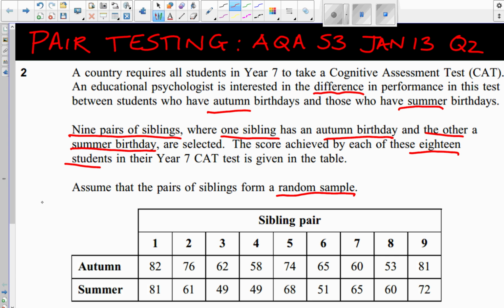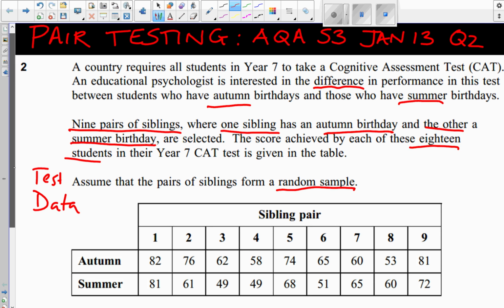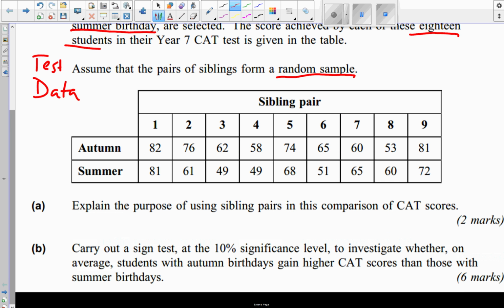So it says, assume that the pairs of siblings form a random sample. So that allows us to compare the distributions. And so this we've got here, that's our data, our test data. Okay, so that's our basic set of information. Now let's whiz our way down. There's 2 things they're going to ask us here. Explain the purpose of using sibling pairs.